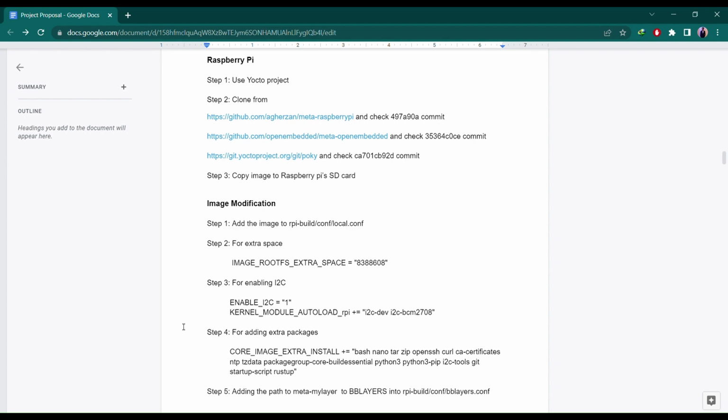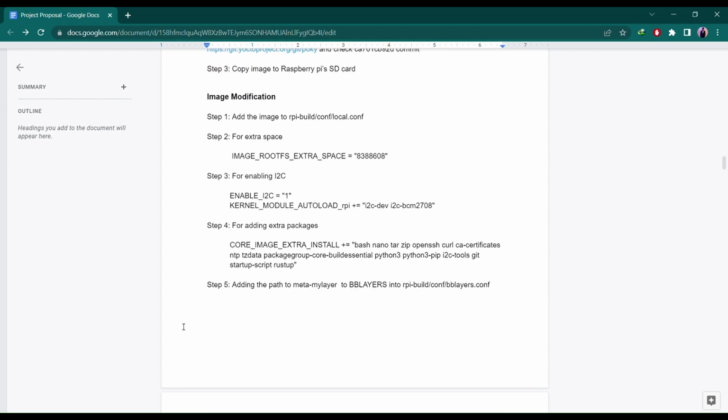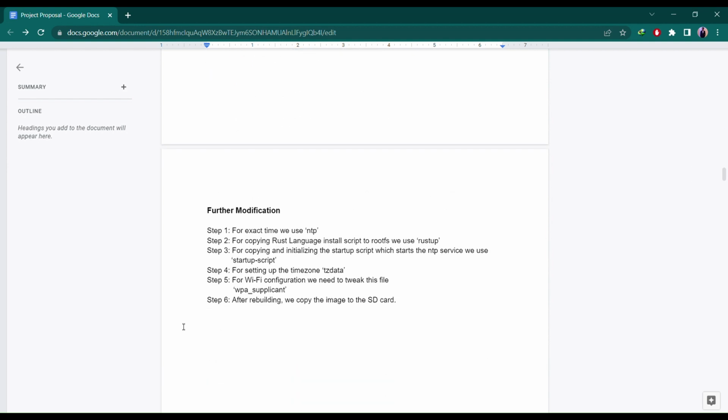We require a few extra modifications, such as finding out the exact time, installing the Rust language, initializing the NTP service, setting up the time zone and Wi-Fi configuration, etc. We have to run these mentioned commands to proceed further.